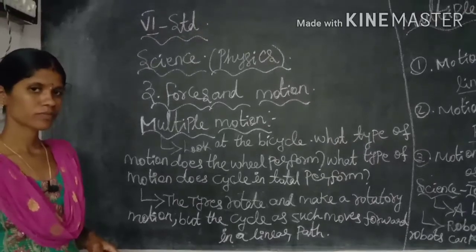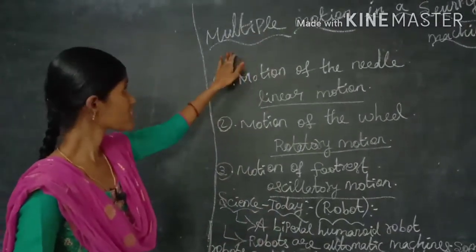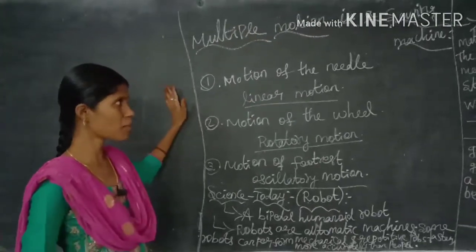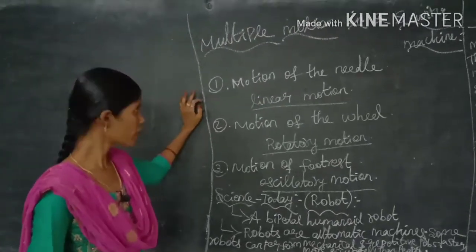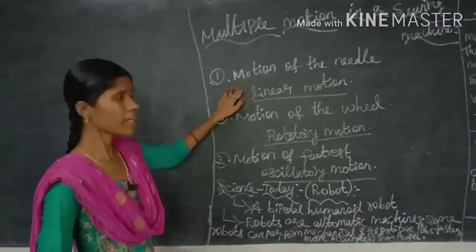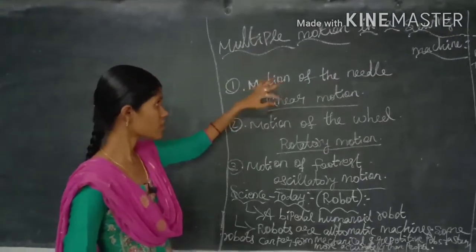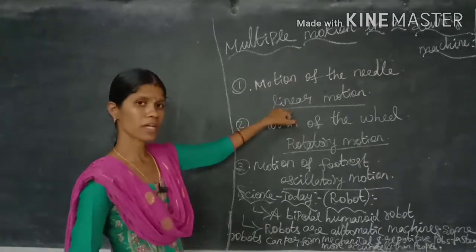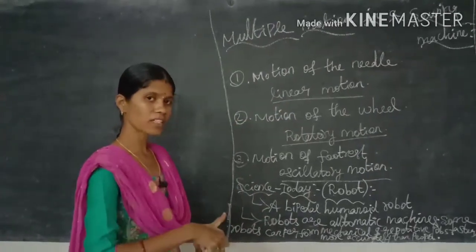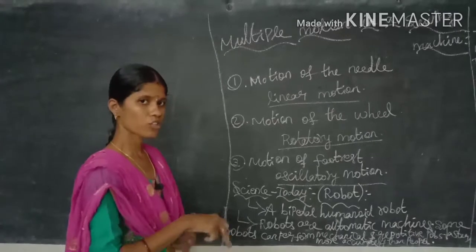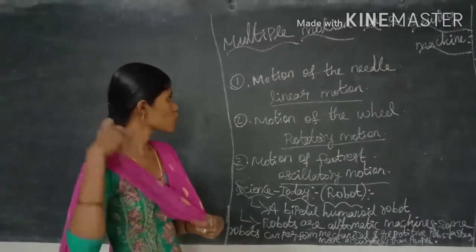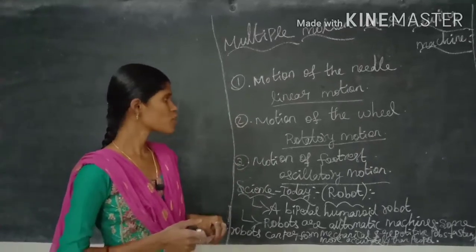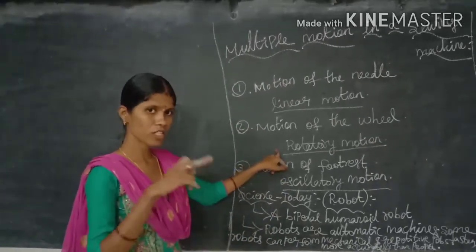Okay, the next one is we can see the example of multiple motion in a sewing machine. Sewing machine, in Tamil we call it tayal machine. First, the motion of the needle present in the sewing machine. The motion of the needle is linear motion because it travels along a straight path in the downward direction. Then the motion of the wheel. The wheel present in a sewing machine produces rotatory motion because it rotates.